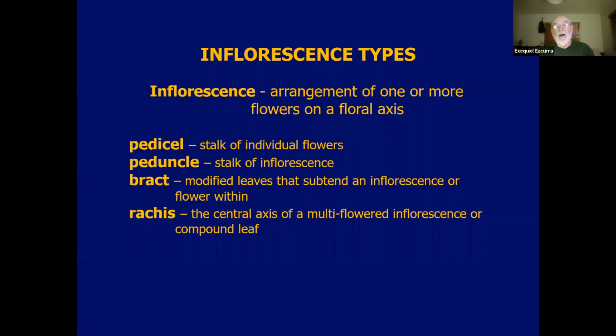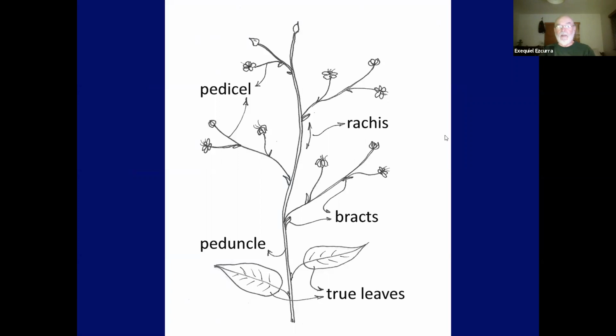Very commonly plants have inflorescences, which is, by definition, an arrangement of a cluster of flowers on a floral axis. And there's a series of nomenclature here. I will pass over the nomenclature. You have it in your lecture notes, and we'll try and show it in this image. This is a typical scheme, a drawing, a diagram of a typical plant inflorescence.